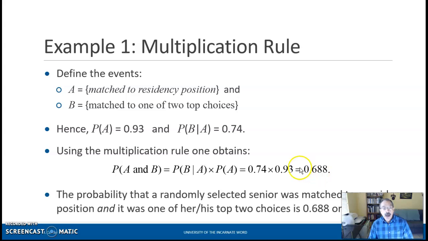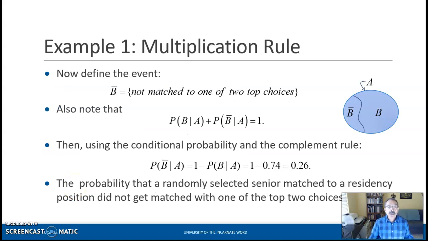0.66688. All right. So now once you obtain the result, you need to interpret that result. And here we see that the probability that a randomly selected senior was matched to residency position and it was matched to her or his top choices is 0.688 or 68.8%. All right. So this is part A of the problem.